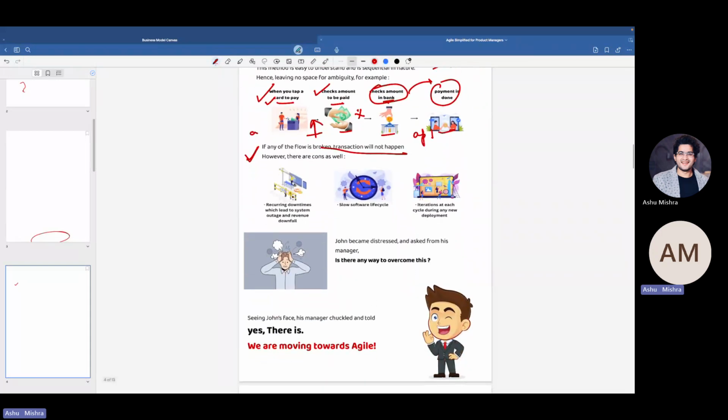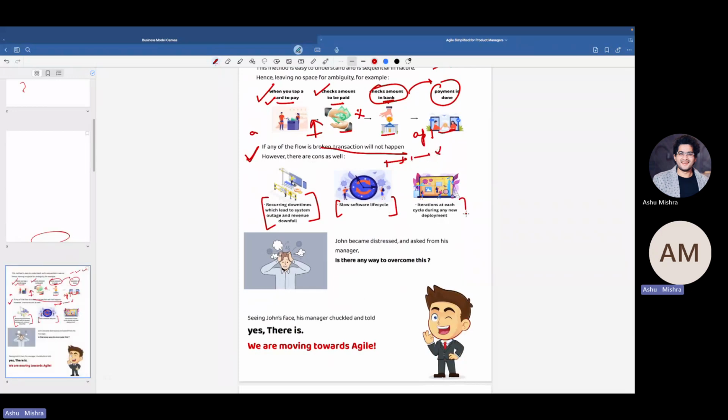Now there are cons as well. The first con is what we are discussing right now, which is the recurring downtimes, which lead to system outage and revenue fall. Second is a slow software life cycle because everything has to go down. There has to be a lot of brainstorming before halting the system. And third is that iteration at each cycle during any new deployment takes a very, very long time.